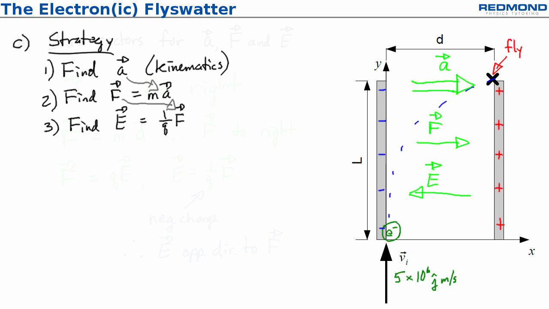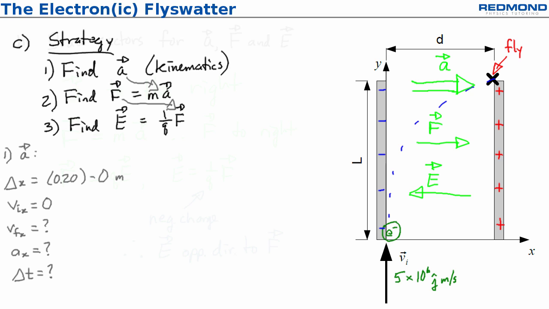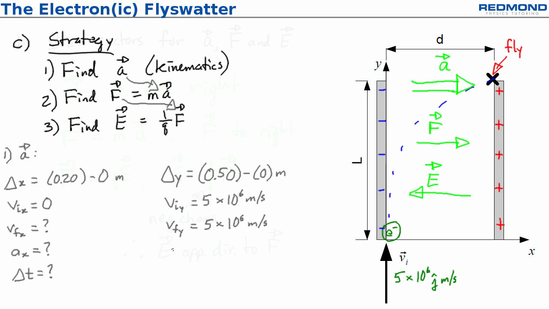First I'll do the acceleration. This requires some kinematics, so I'll write out what's given and what's unknown. Delta x is 0.20 minus 0, v initial x is 0, v final x is unknown, the acceleration on x is unknown, and delta t is unknown. Delta y is 0.50 minus 0, v initial y is 5 × 10⁶ meters per second, v final y is also 5 × 10⁶ meters per second, since there is no acceleration along y, and delta t is still unknown.